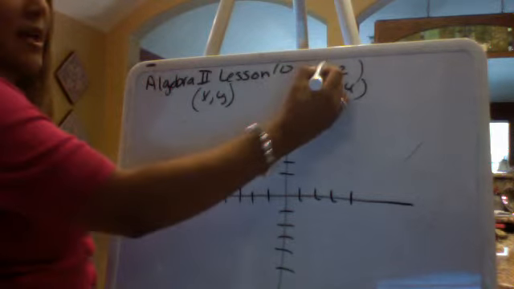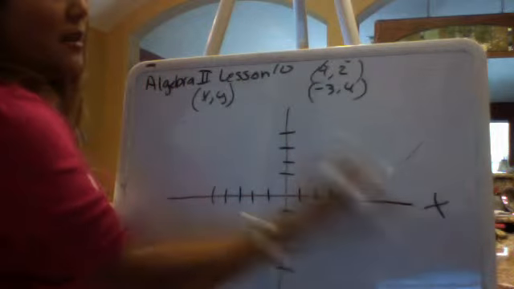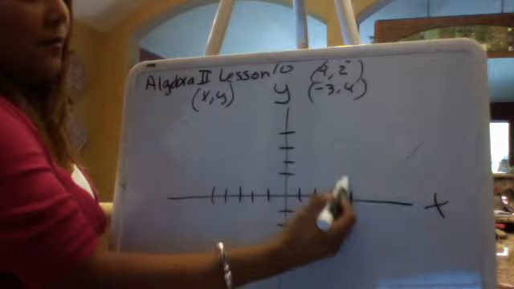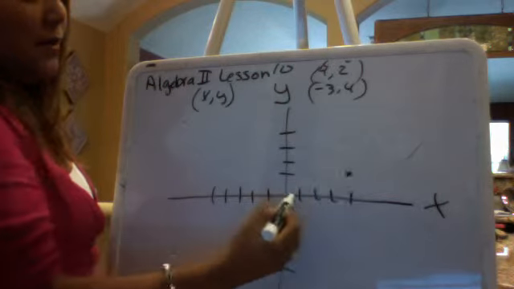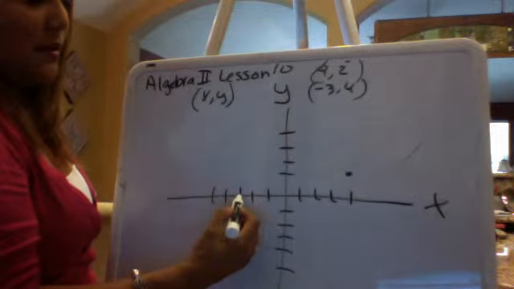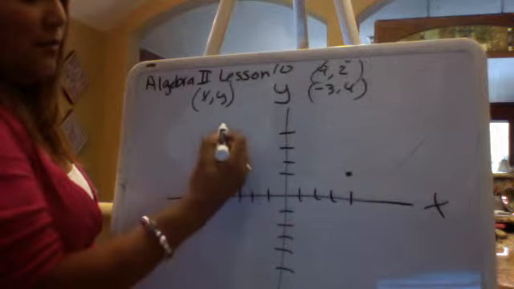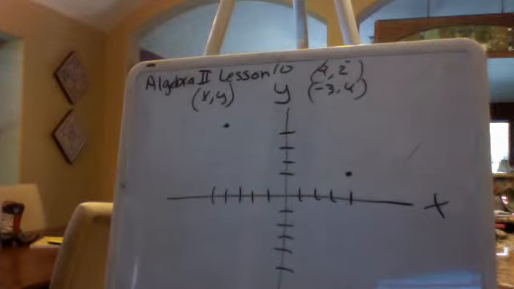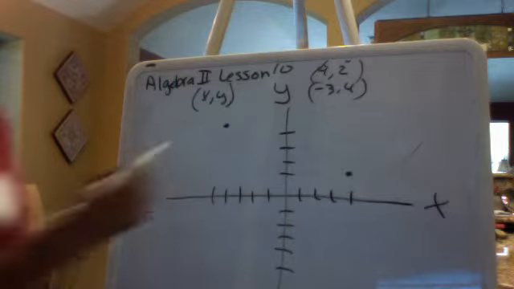So x, y, what is your x-axis? Right here. Where's your y-axis? Right here. So you're going to go 1, 2, 3, 4 over, then 1, 2 up. Then you're going to go -3, up 4. 1, 2, 3, 4. With me so far? So we want to find the distance between those two.